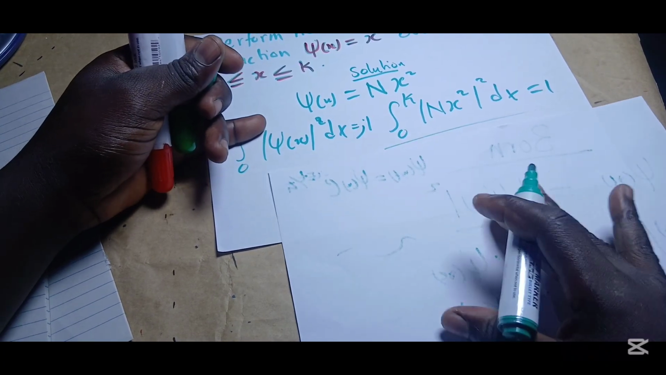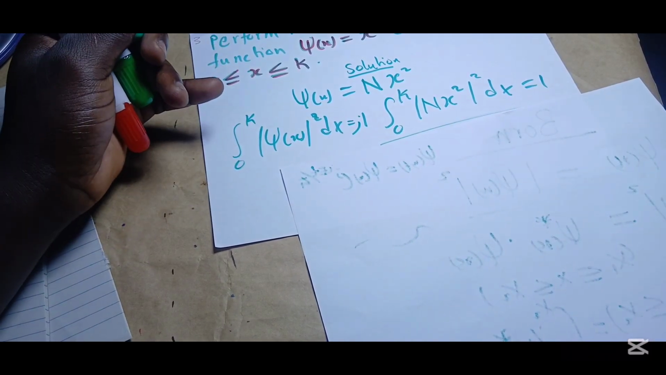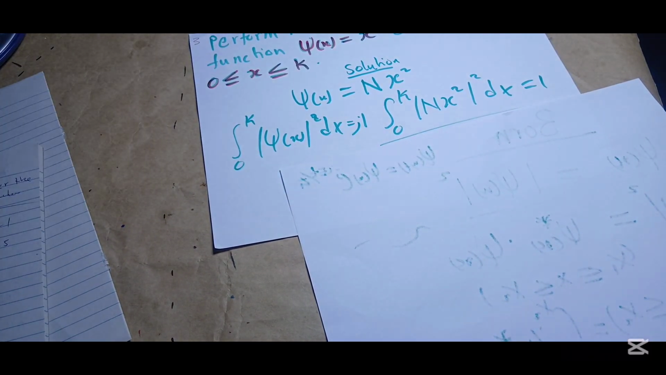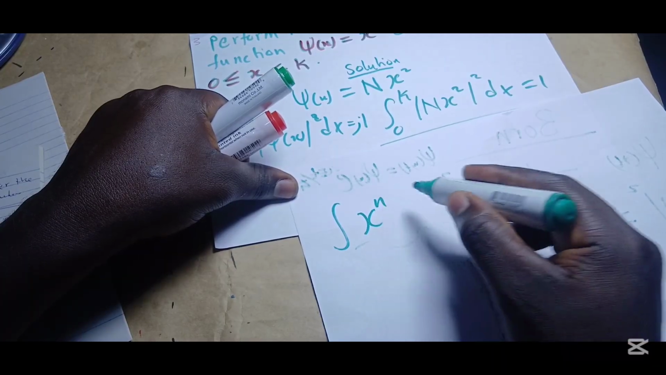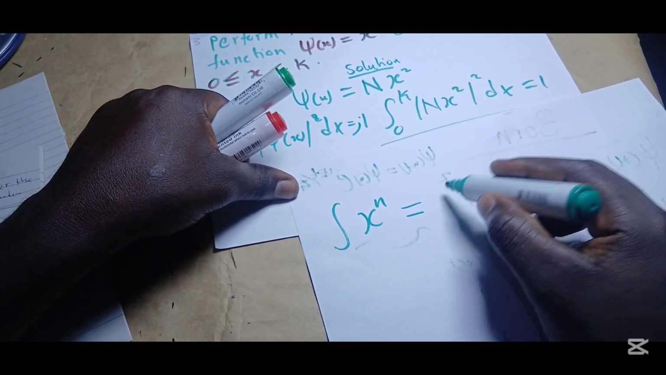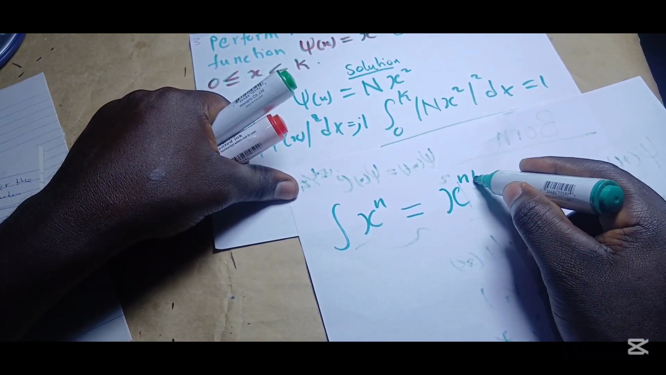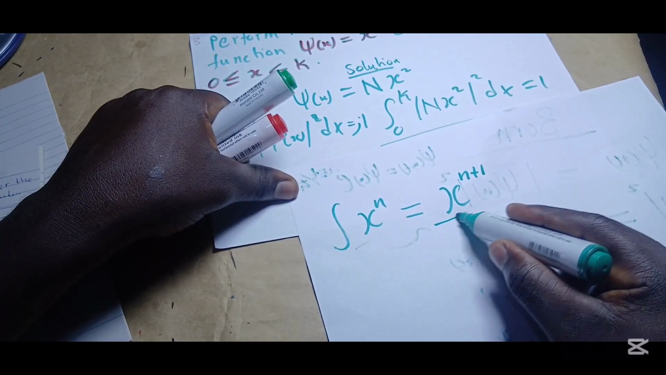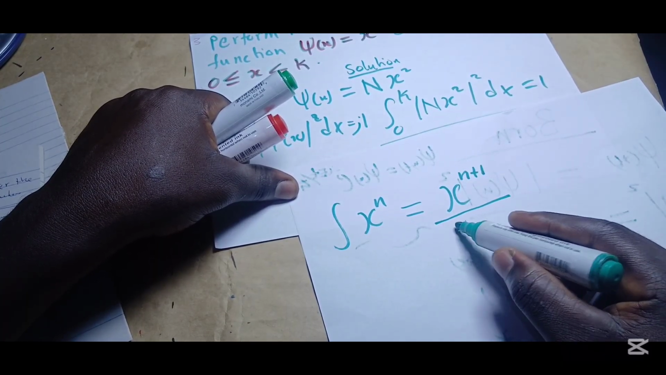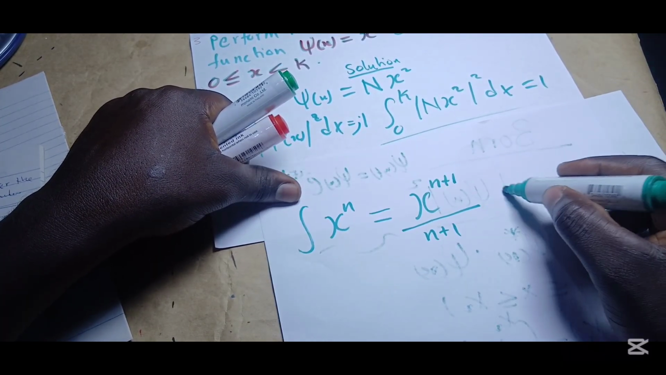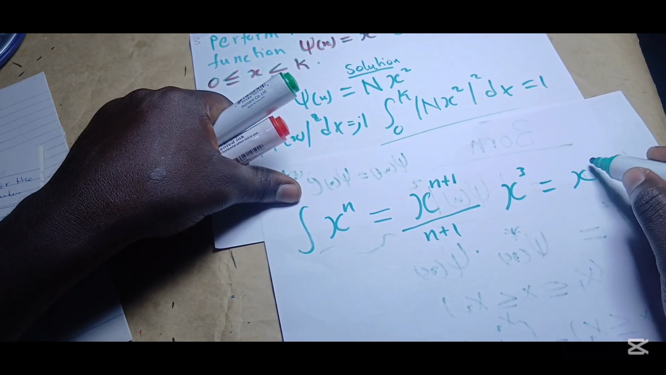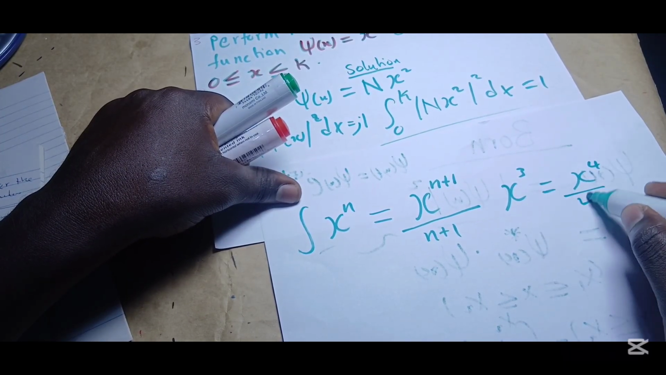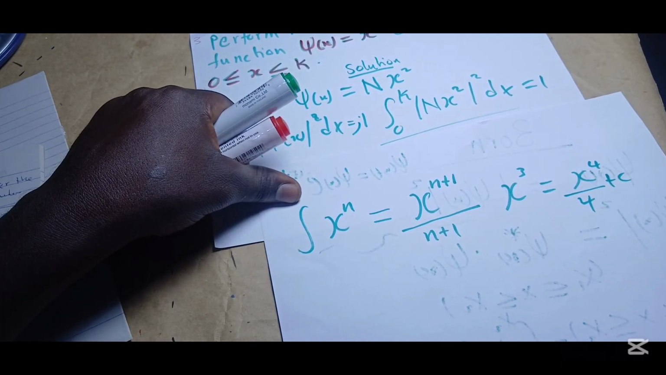So now let's simplify this whole term to solve for the normalization constant. We are going to integrate, so let's do a quick revision on integration. If I am to integrate x to the power n, it should be equal to x to the power increased by 1, and after that, I divide the whole thing by the new power, which is n plus 1. So integrating x to the power 3 gives x to the power 3 plus 1, which is 4, divided by 4, plus our integration constant.